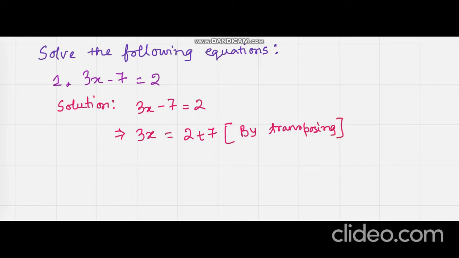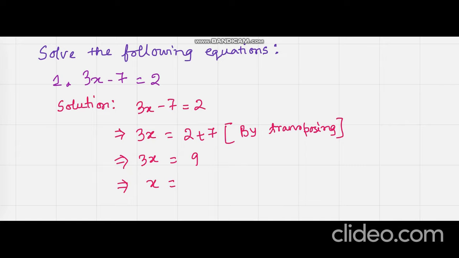Okay, so now it becomes 3x equal to 9. So now x equal to, see again, 3x means 3 multiplied by x. So whenever we are changing the side, it will become opposite. So earlier we have seen that minus 7 becomes plus 7.